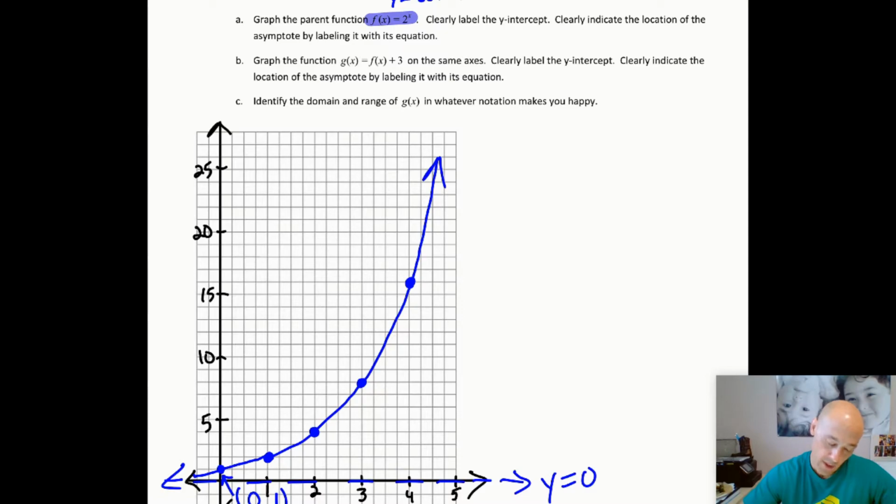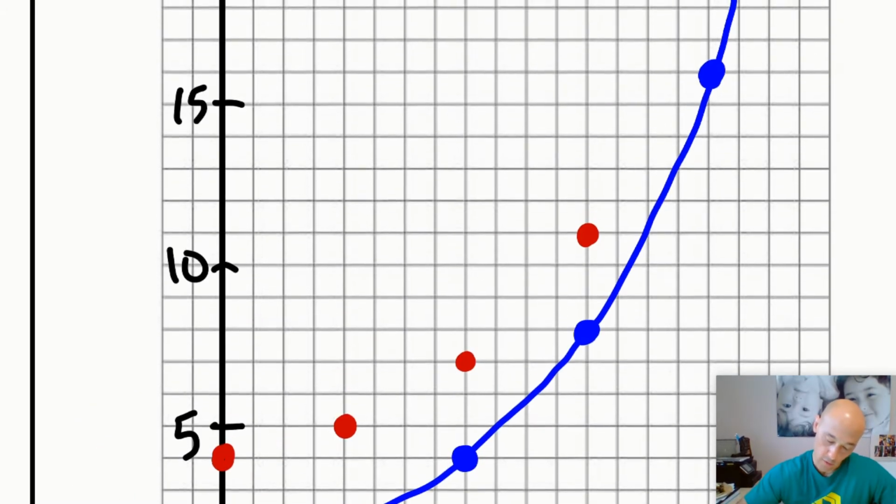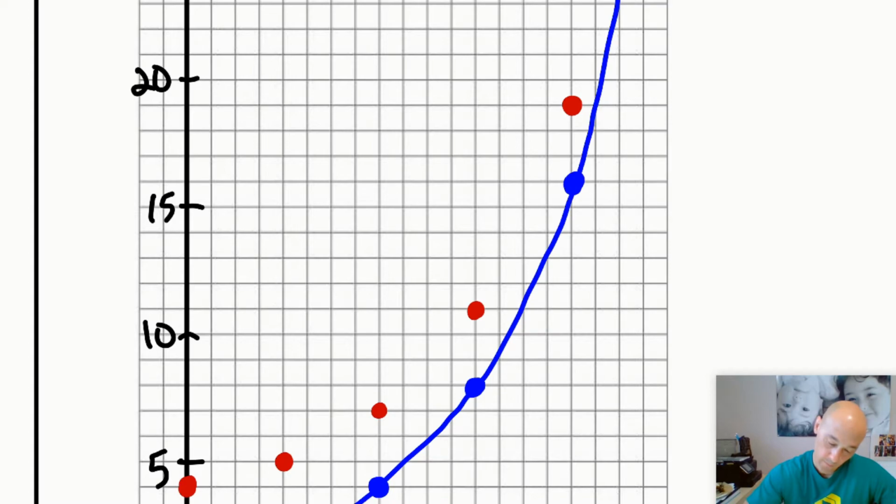All right, now we're going to graph the function g of x, which is taking that previous function, f of x, and adding 3 onto it. So because f of x is the y value, what we're doing is we're just adding 3 onto the y value. So that means we're just going to take every point and move it up 3 units. So I can just go through and move all my points up 3 units. And that is going to be the quickest, easiest way to graph this function.